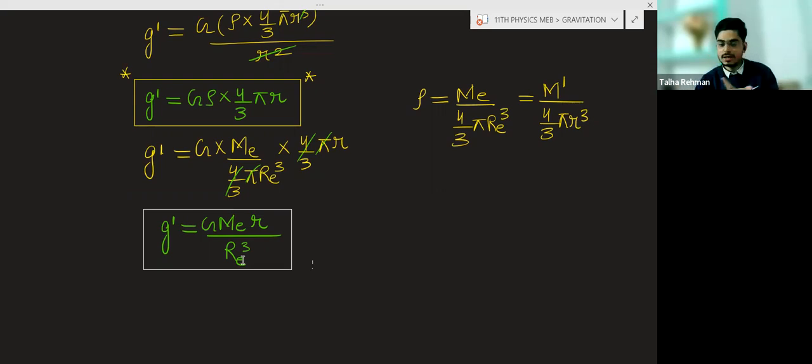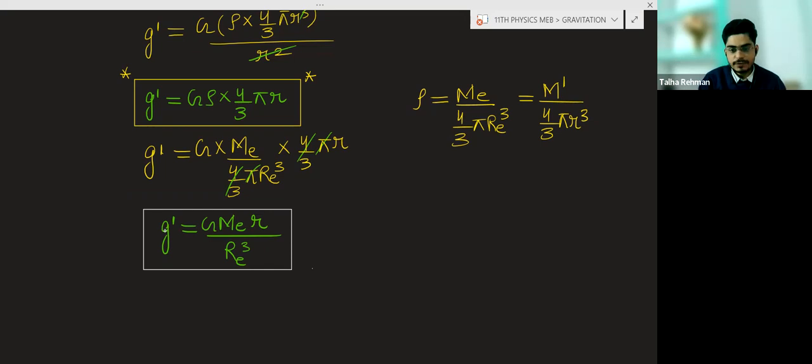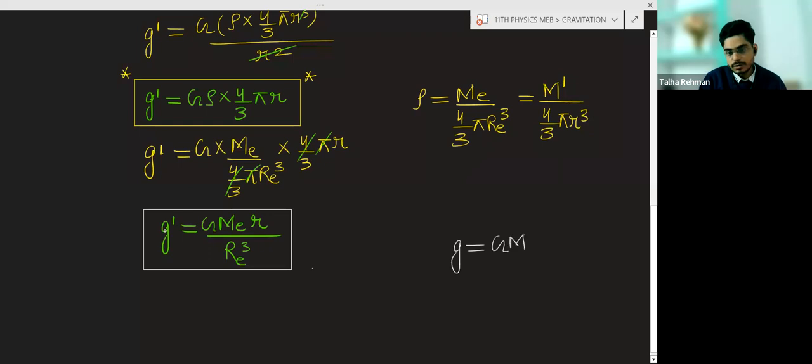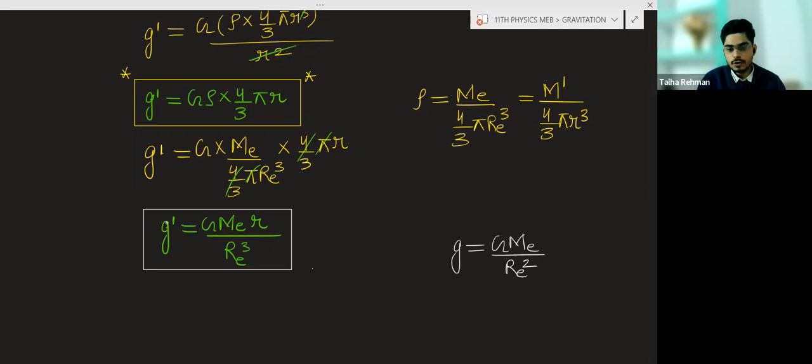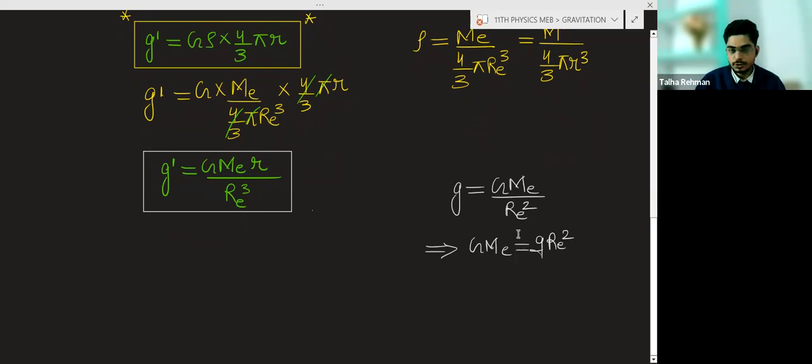Now we will compare this value with the acceleration due to gravity on the surface. What is the value of the acceleration due to gravity on surface? That is g. g is equal to G into mass of the earth divided by radius of the earth square. So from this formula, G into Me will be g into Re square. So we will put this G into Me value.